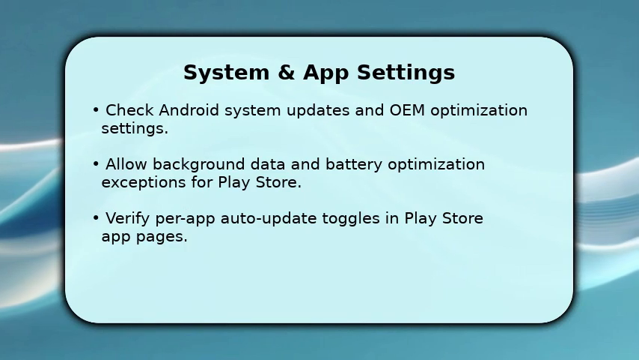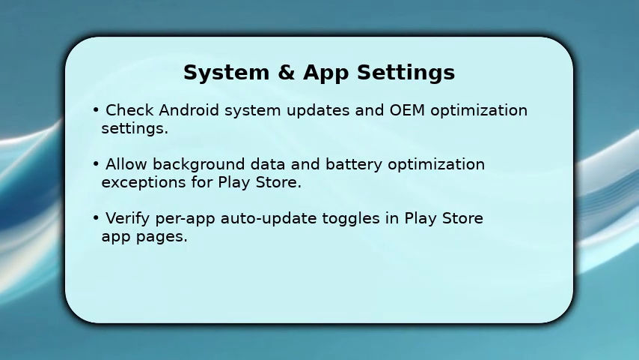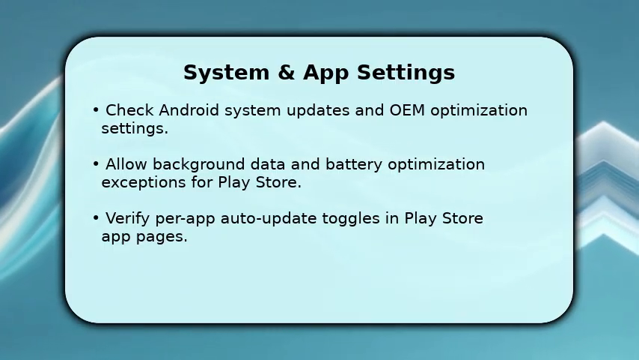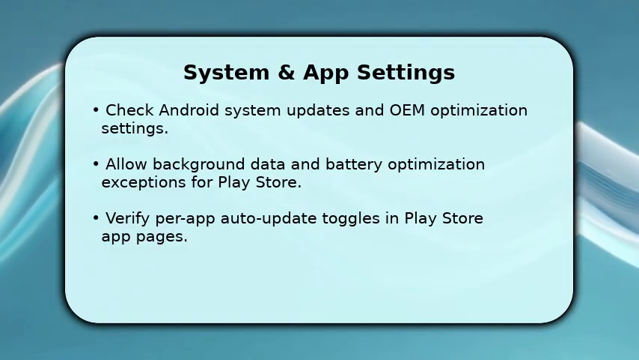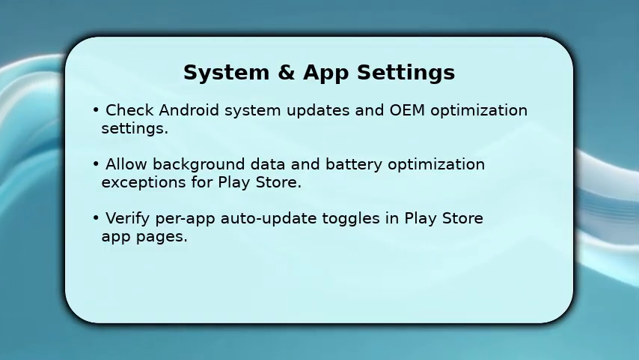Next, make sure the system itself won't block updates. Check Android system updates and vendor settings that throttle background activity. You must allow background data for Play Store and exempt it from aggressive battery optimization so downloads proceed reliably.